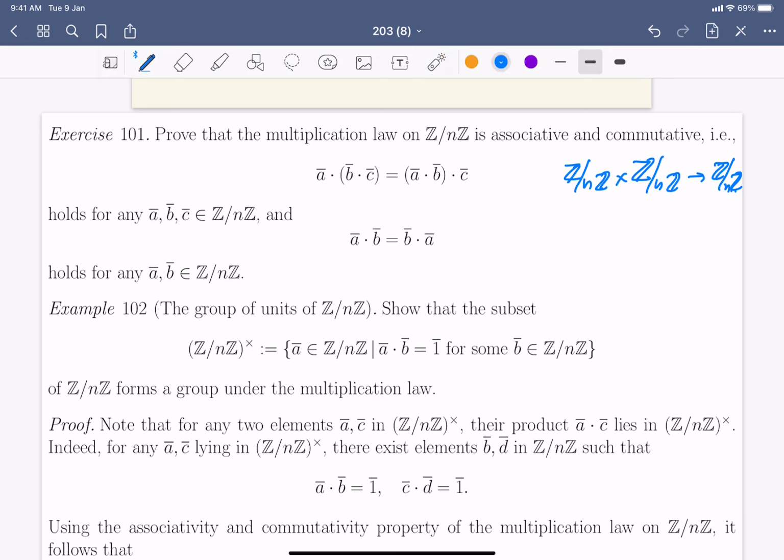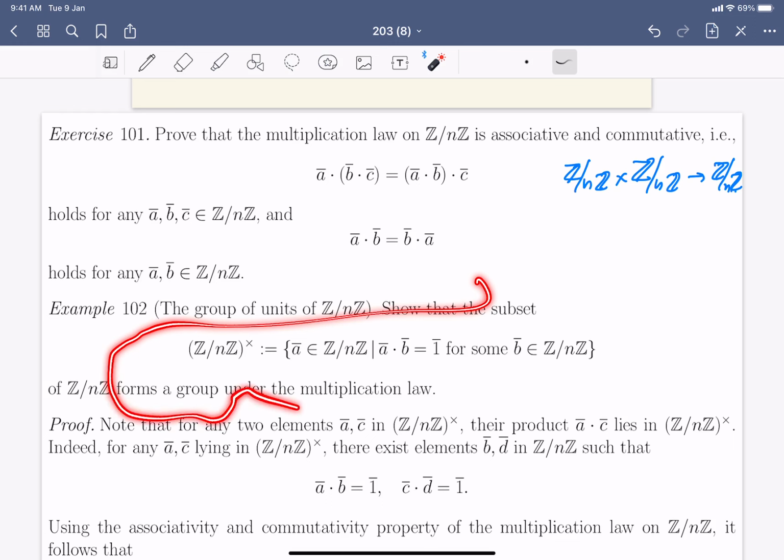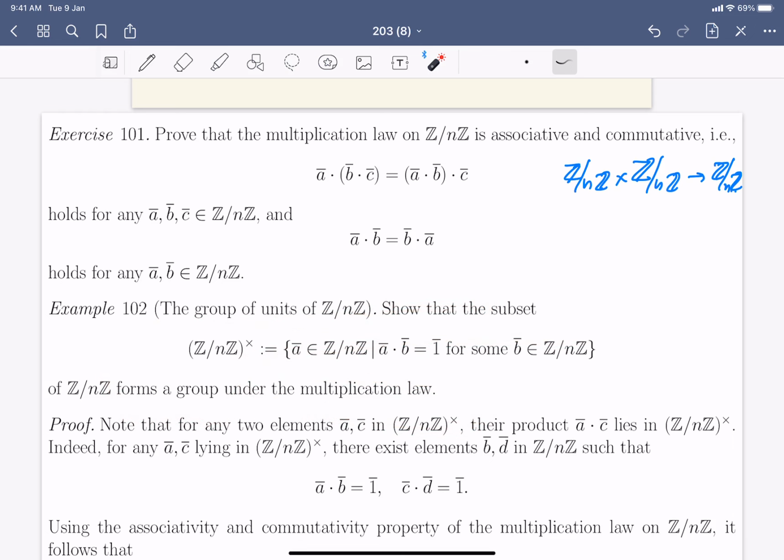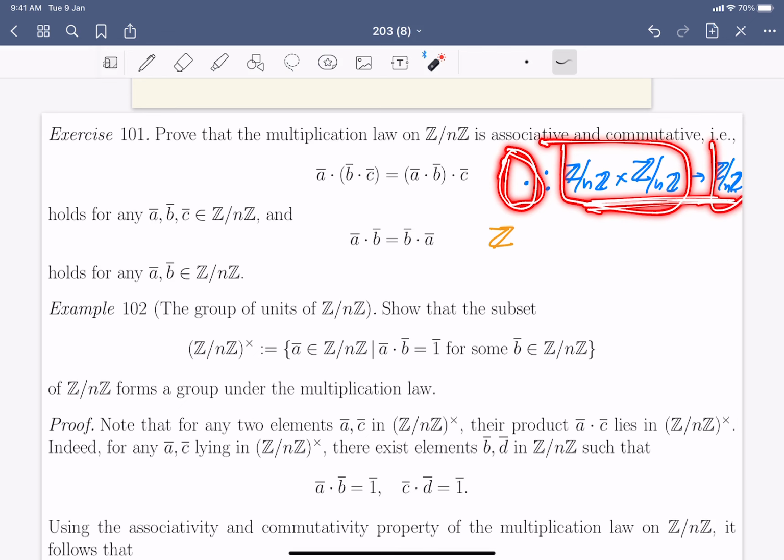Anyway, you may also say that I haven't even introduced the definition. Yes, I haven't, but let's not focus on the definition right now. Let's just try to understand this part: the subset forms a group under the multiplication law, whereas this multiplication law is not defined on the subset, it is defined on a bigger set. So what I'm trying to point out is the following. We have this law of multiplication on Z mod nZ. More precisely, this is a function from Z mod nZ cross Z mod nZ to Z mod nZ.